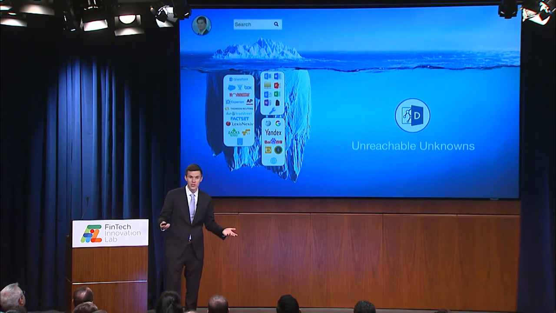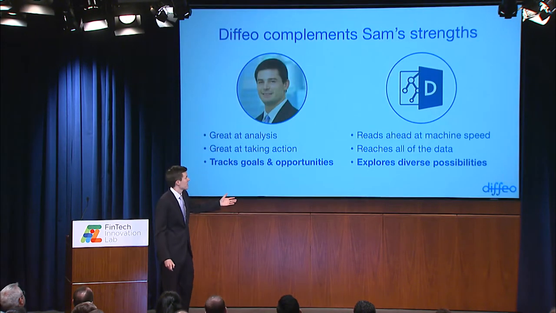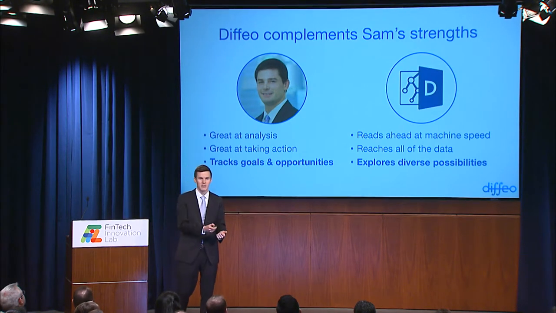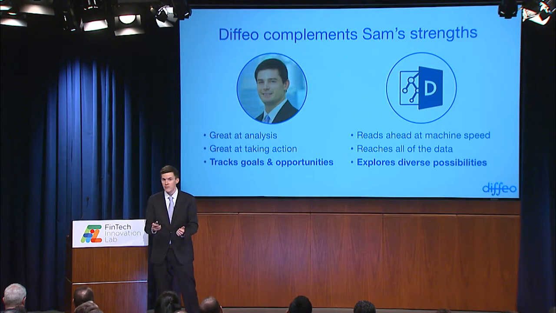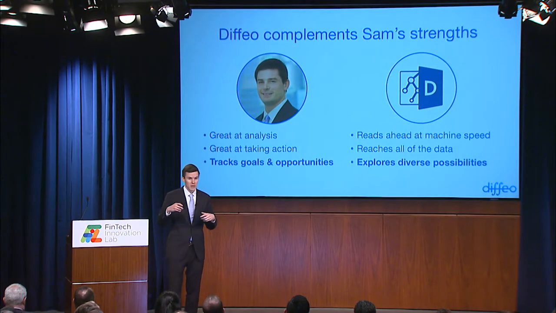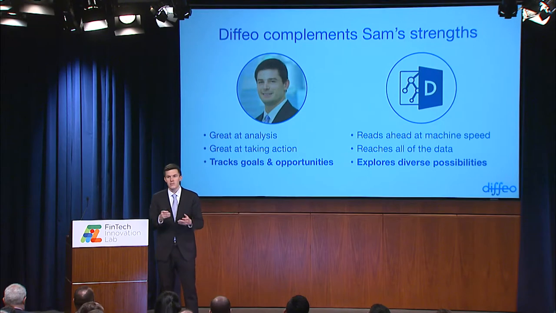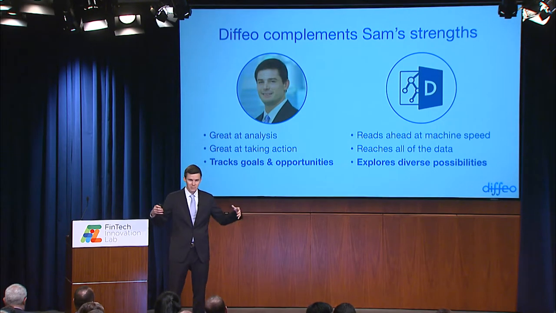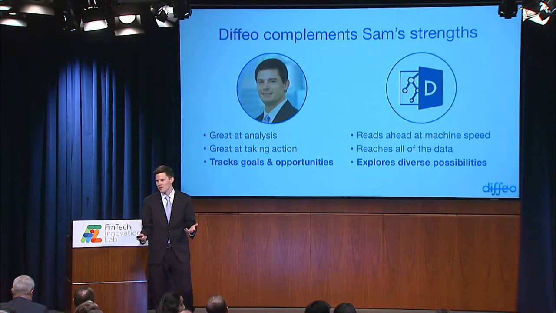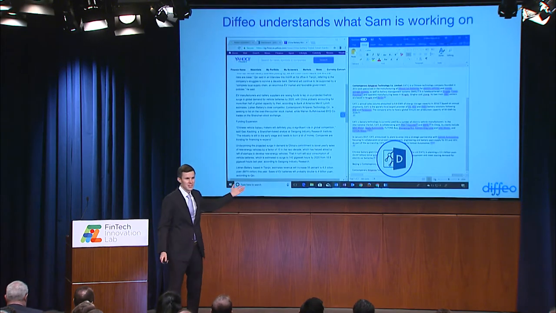So Diffeo changes that because Diffeo is an AI-powered research assistant that complements Sam's strengths. Where Sam is great at analyzing information and at taking actions, Diffeo is able to explore and read much faster than he would be able to, and it reads ahead at machine speed and pursues multiple leads all at once. Together, they're able to uncover the whole story. So let's take a look at Sam's workflow with Diffeo.